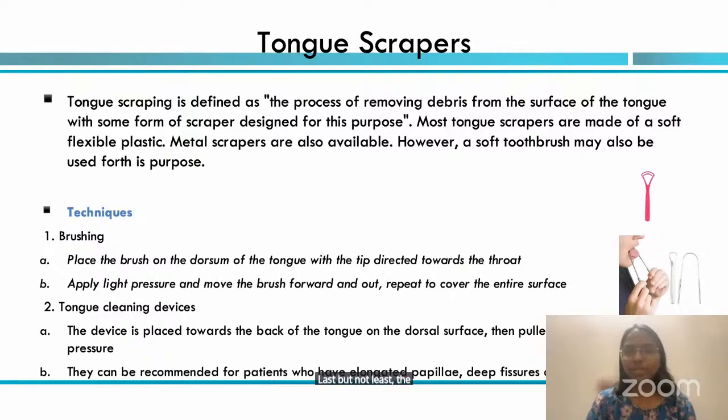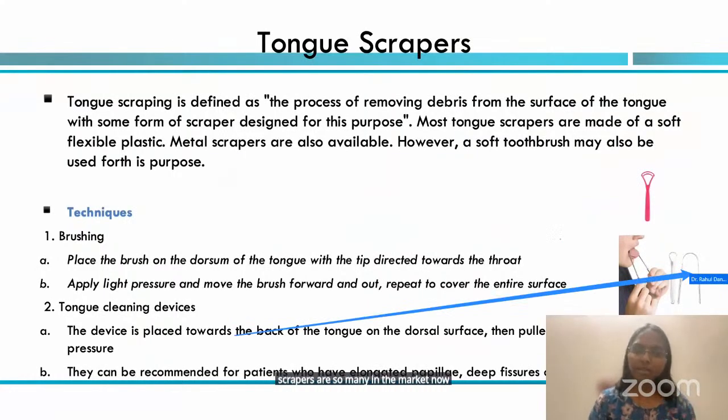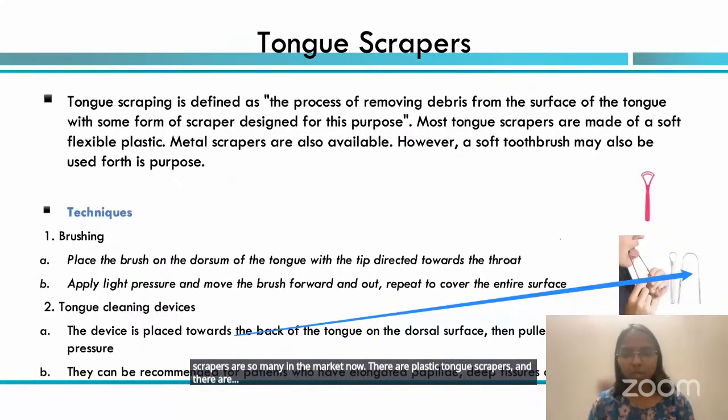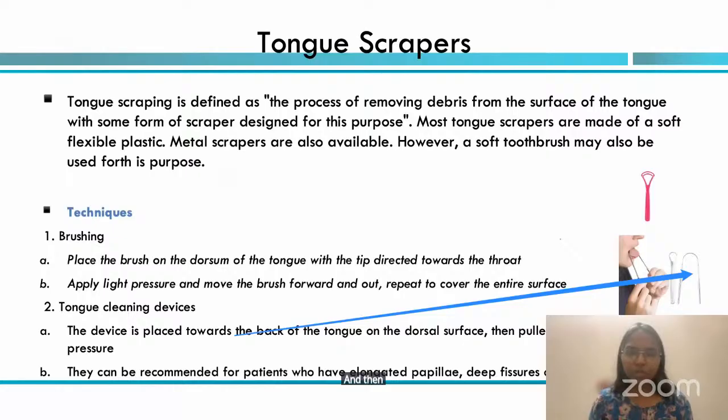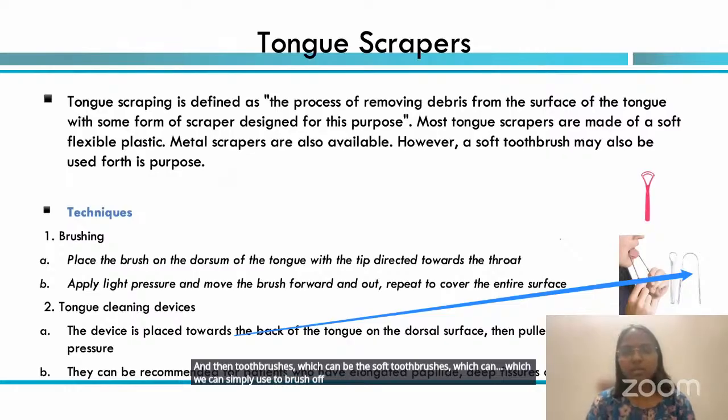Last but not least, the questions on tongue scrapers are asked often, and whether it is important or not, definitely it's very important. But the types of tongue scrapers are so many in the market now. There are plastic tongue scrapers, and there are metal ones, and then soft toothbrushes, which we can simply use to brush off our tongue. So which ones to use?